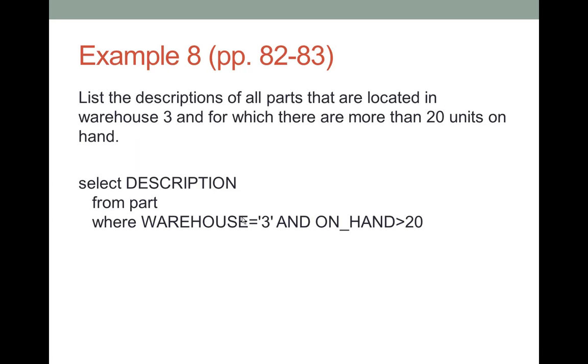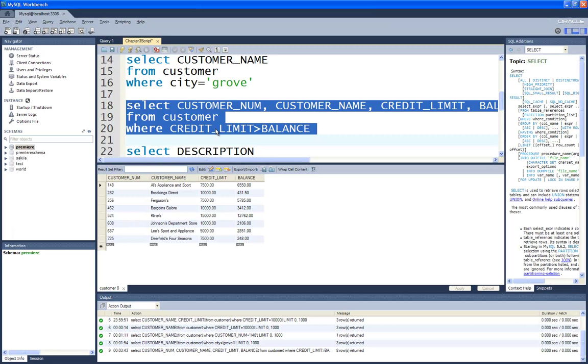Their example on page 82 and 83 is to list the descriptions of all parts that are located in warehouse 3 for which there are more than 20 units on hand. So it has to be in warehouse 3 and there have to be more than 20 units on hand. Select description, that's all they want to see, from part, that's the table it appears in, where warehouse equal '3', notice the quotes, because if I looked I would see that the warehouse field is a character data type, and on hand greater than 20, again notice no quotes, because if I looked I would see that the on hand field is a numeric data type, one of the 3 numeric data types.